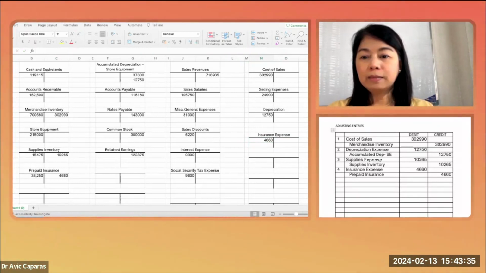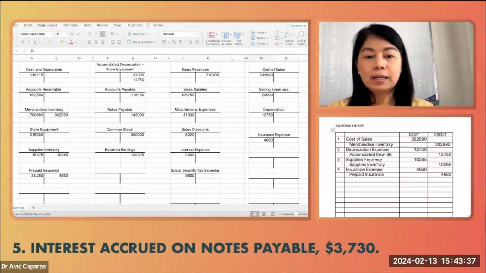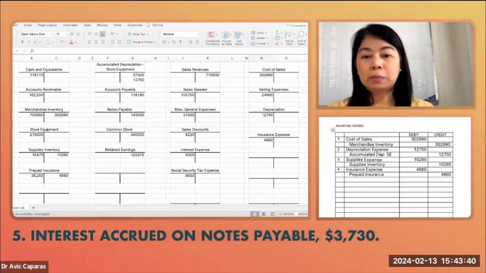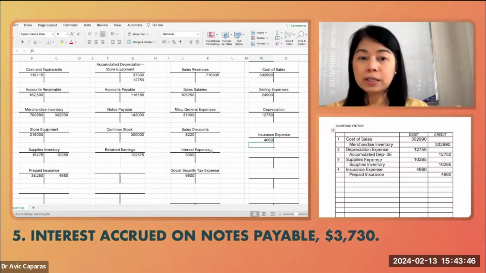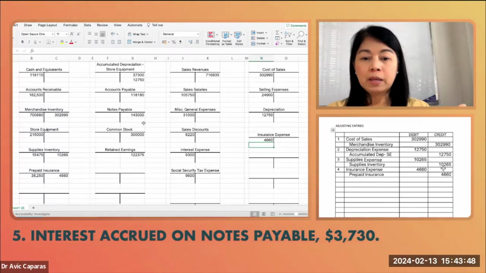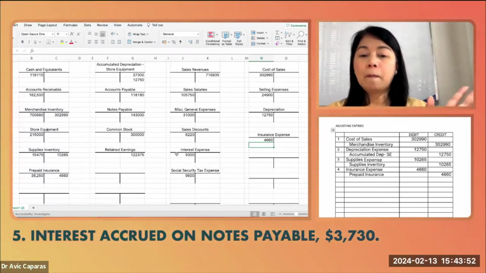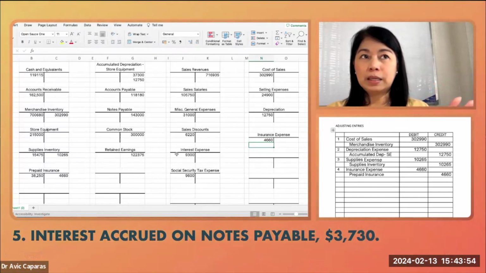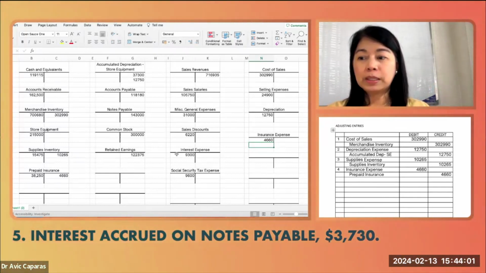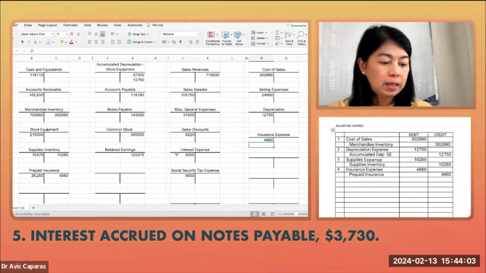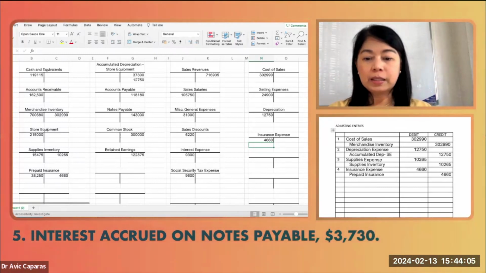And then for the next entry, interest accrued on notes payable 3,730. So we have here two accounts, interest expense and notes payable. So what has been accrued on the interest expense, not yet paid, but accrued, meaning it is still considered an expense and payable. So interest expense is 3,730.